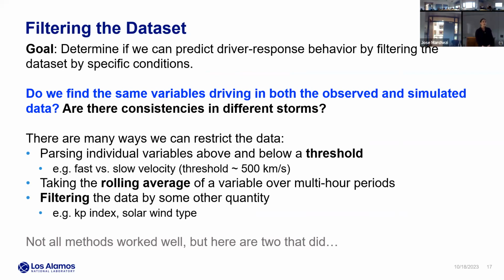So a few ways we could do that. One is parsing the data. We could parse the data above or below a threshold, for example, fast or slow solar wind. We can take a quantity and calculate the rolling average of it over maybe a 1 or 3 hour period, or we could filter the data by some type of variable. This could be KP index or solar wind type. We experimented with a couple, not all worked, but here are 2 that did.